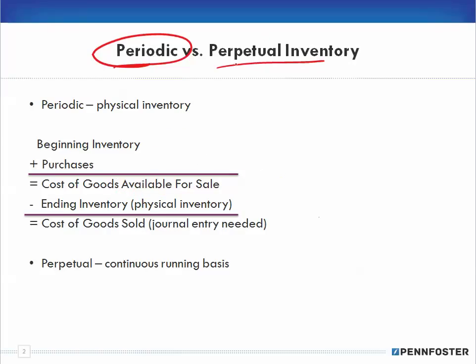Well, if you're looking at things like automobiles, let's say you have a car lot that has 100 cars on it, you're going to want to use a perpetual inventory system, because when you buy 2 new cars and you sell a car, it's easy to keep track of your inventory, and you would use a perpetual inventory system.